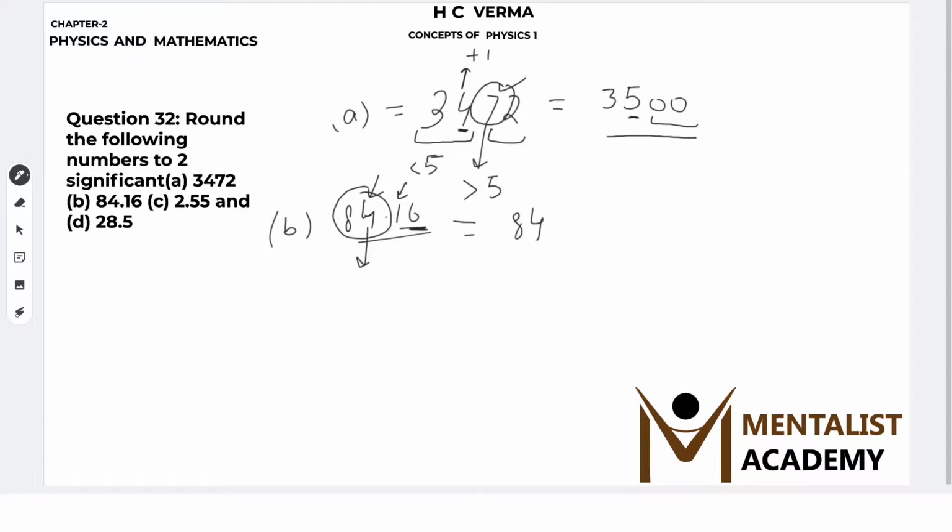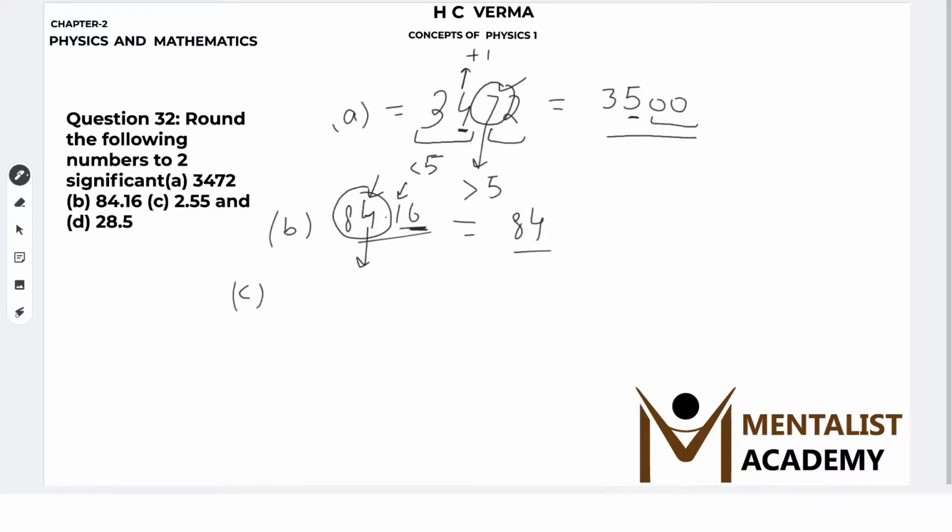84. We have removed 16, these two numbers, and we have kept only two significant figures, and the last significant figure is not increased by 1 because the next number, 1, is less than 5.